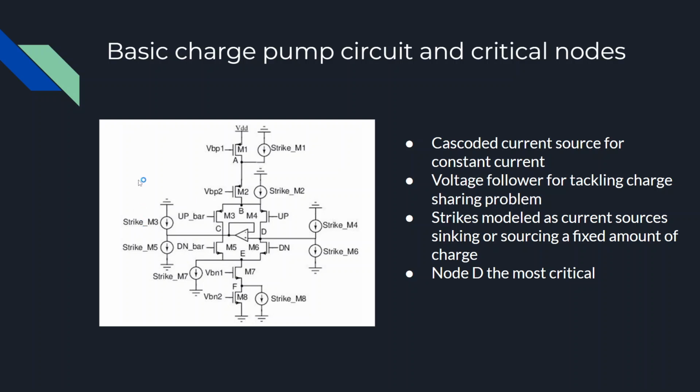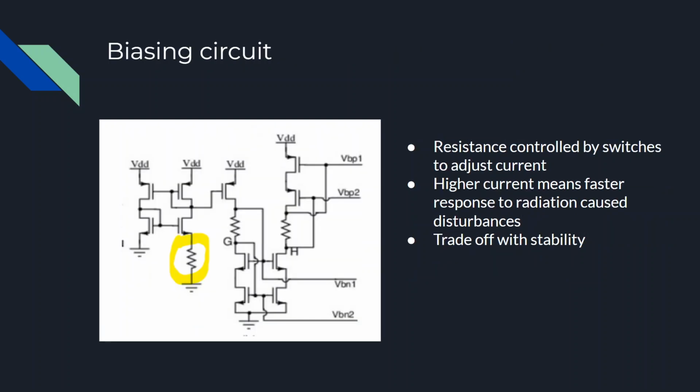And then, as we can see, the effects of the strike are modeled as current sources either sinking or sourcing current, depending upon whether the strike occurs at the drain of the PMOS or NMOS, and they provide a fixed amount of charge, which correctly models the effects of a radiation strike.